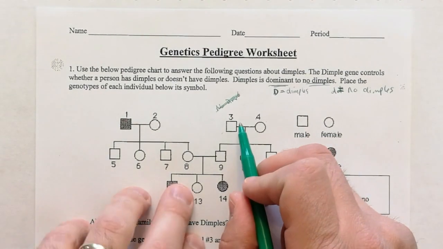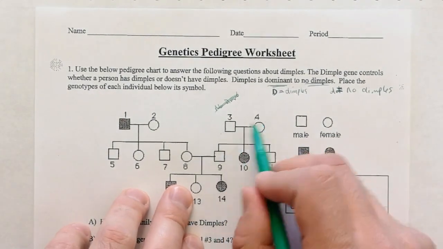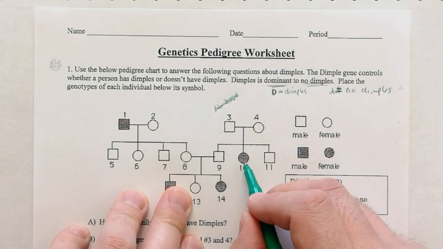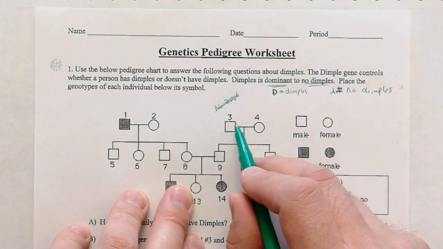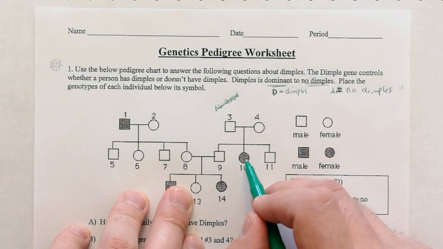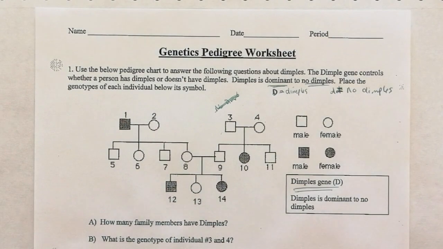Let's look at individuals 3 and 4. 3 and 4 are not afflicted with the trait, but they have a child, number 10, that is. So how is it that two individuals can give rise to an offspring that has a different trait? Well, let's go back to those Punnett squares.